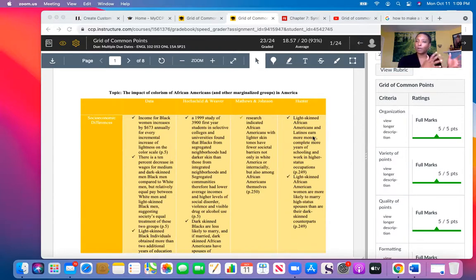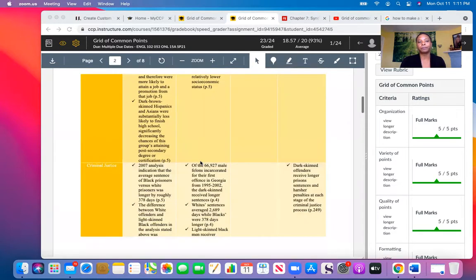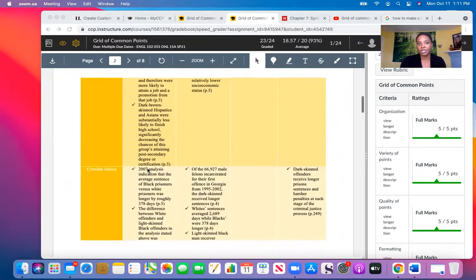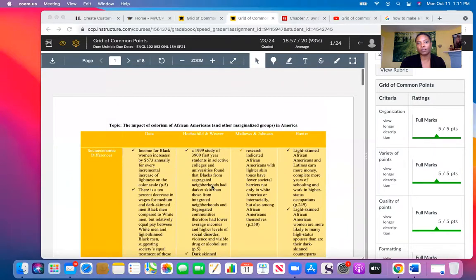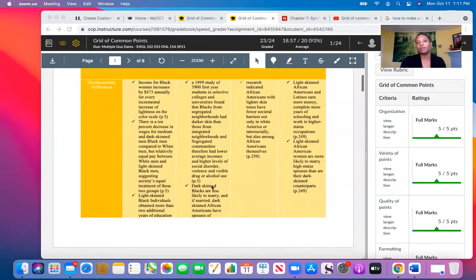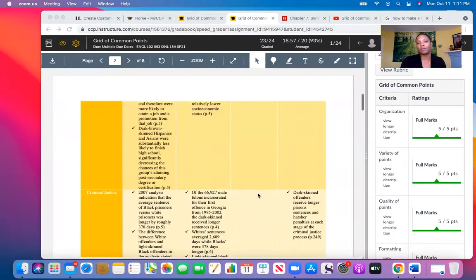And again, she's going off of those sources she looked up, read, and summarized from last week, which is your annotated bibliography. This is almost impossible to do unless you have the annotated bibliography. Then she moves on. Her next topic is criminal justice. Again, for each, this is what Data says, this is what her next author, Hochschild and Weaver, says, this is what Matthews and Johnson say, and so on and so forth.